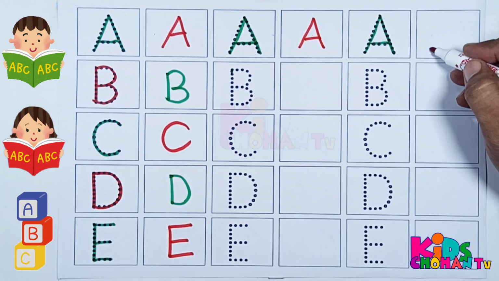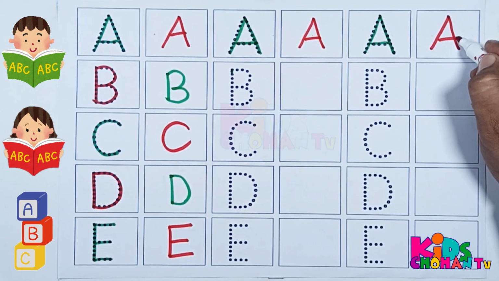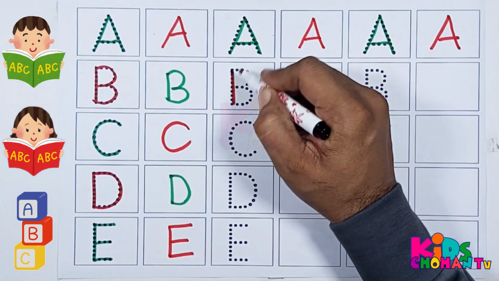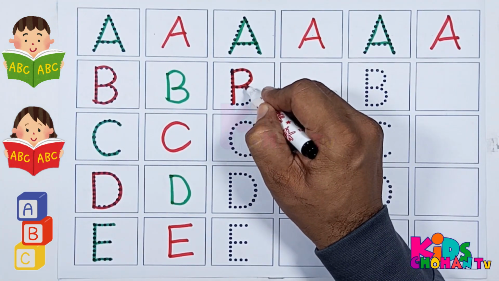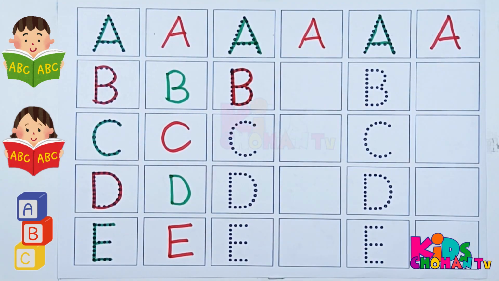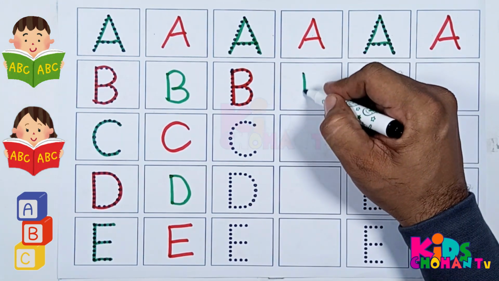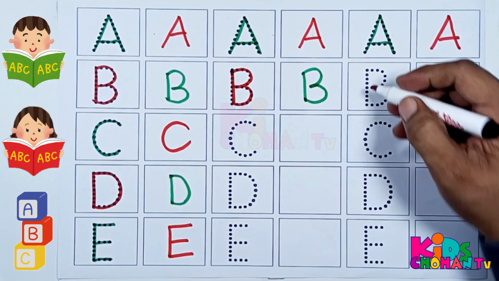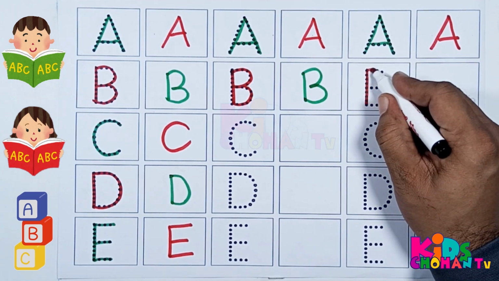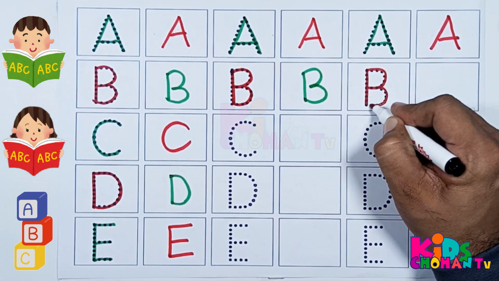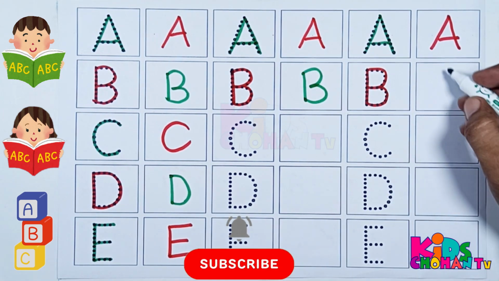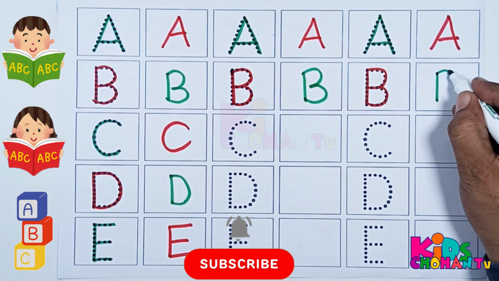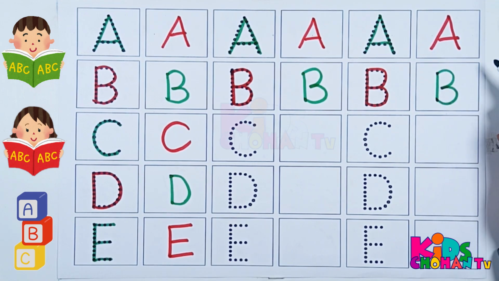Now kids, we are tracing letter A. B. This is letter B. B. Kids, this is letter B. Kids, we are tracing letter B.